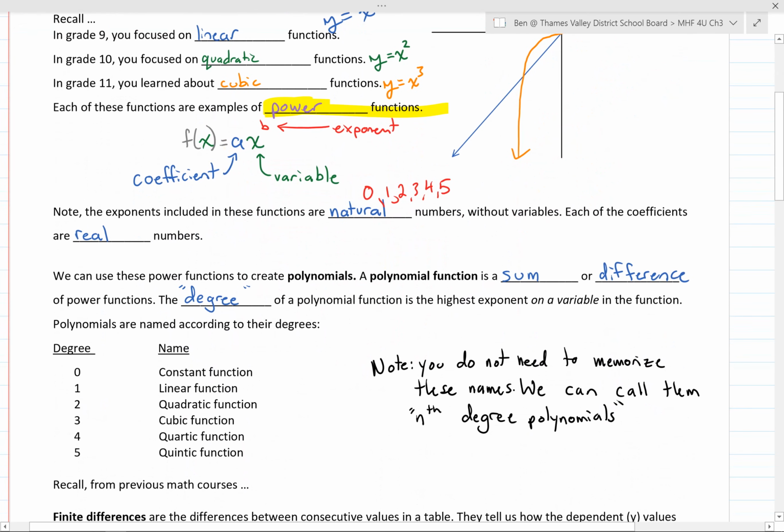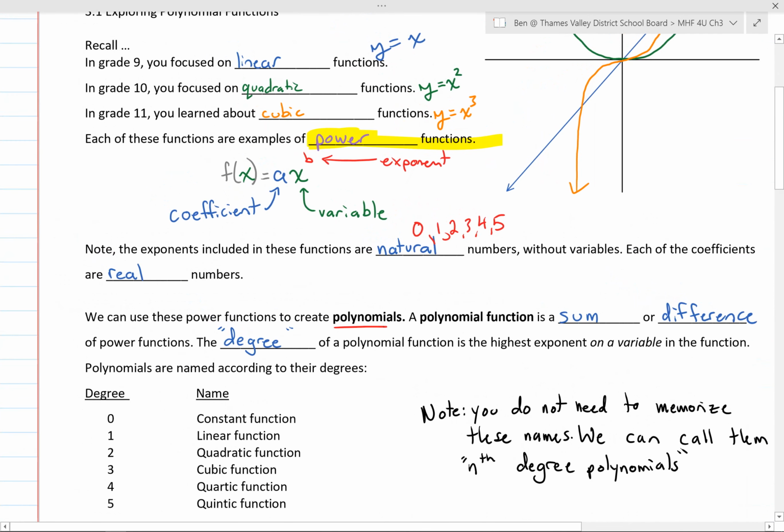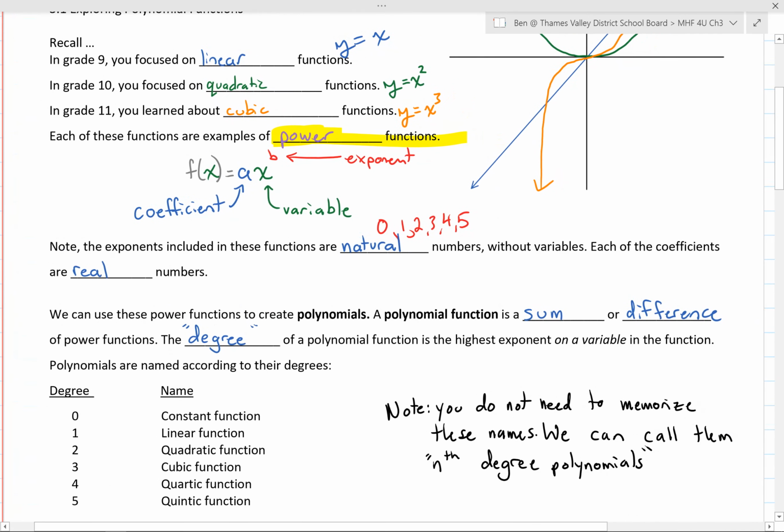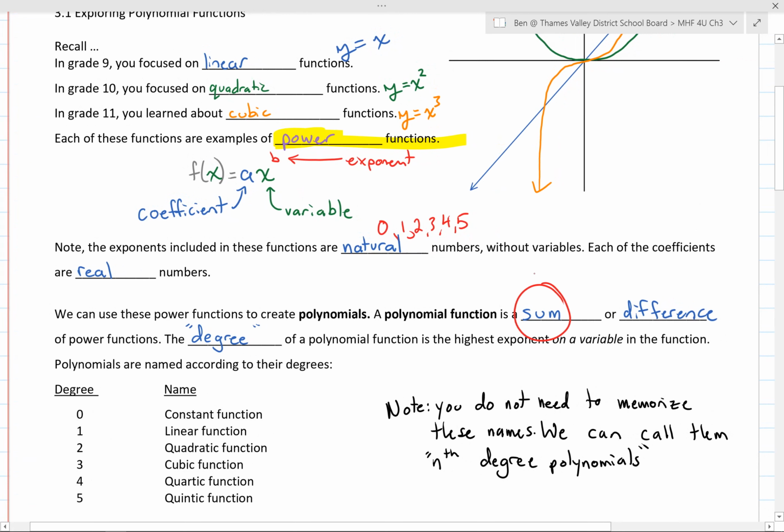Now, we can use these, like I said, these power functions to create polynomials. A polynomial function is a sum, meaning adding, right? Or a difference, meaning subtracting, of power functions. Okay, well, that's great. We now know what makes up a power function. So we could add some together or subtract some from one another in order to create a polynomial. A degree of a polynomial, we call it the degree. A degree of a polynomial function is the highest exponent on a variable in the function.